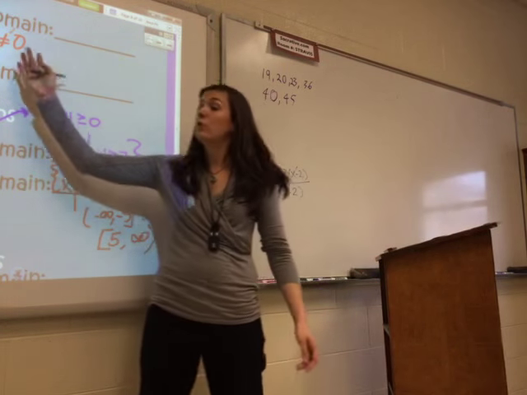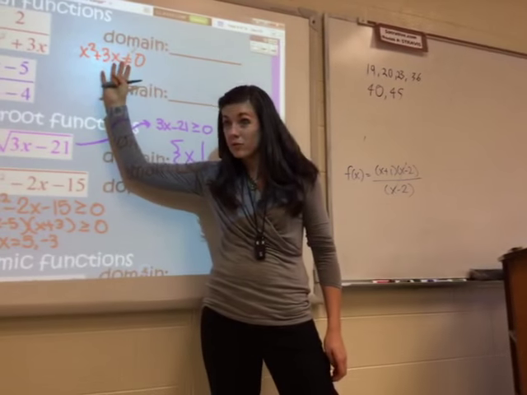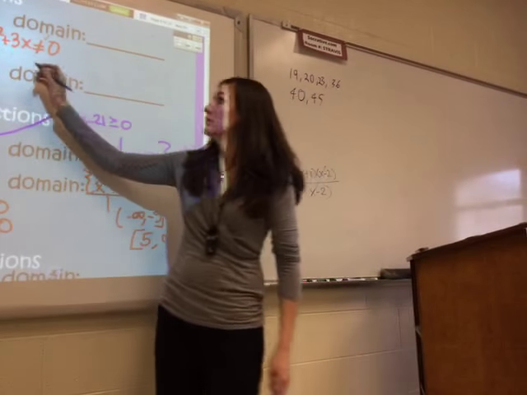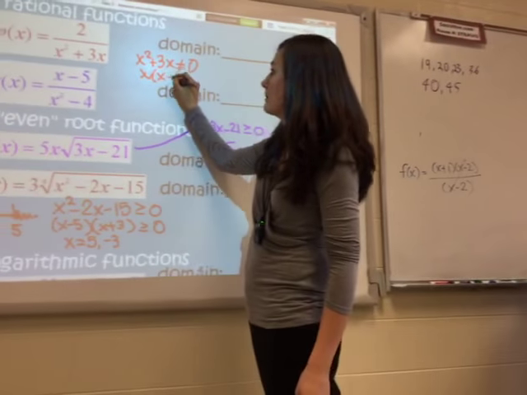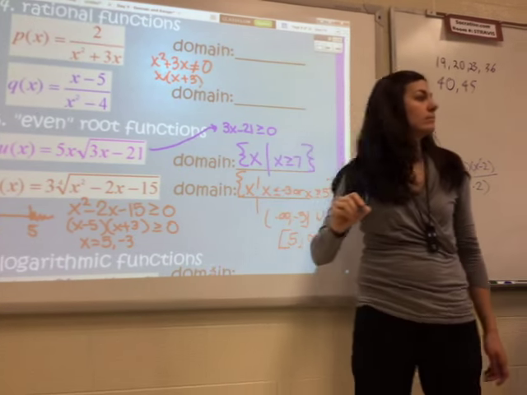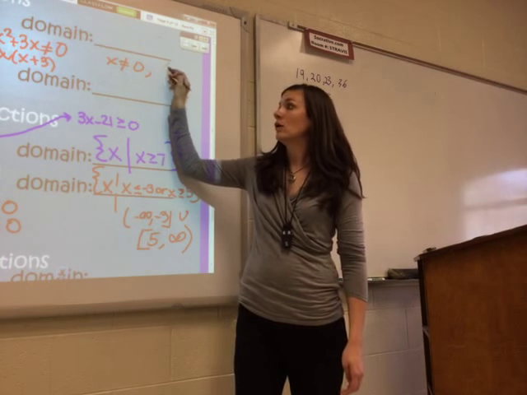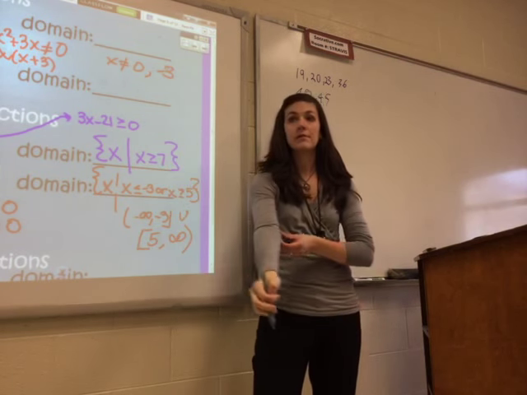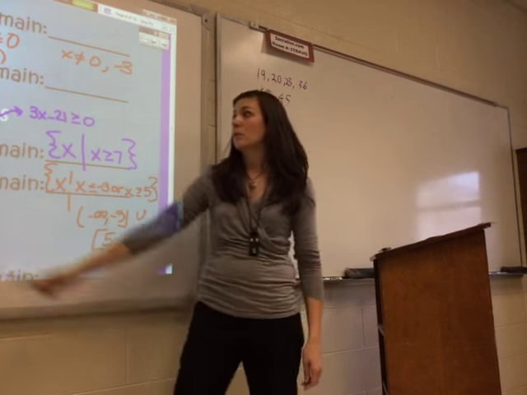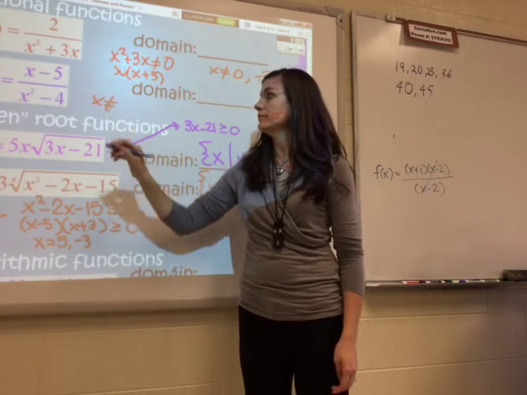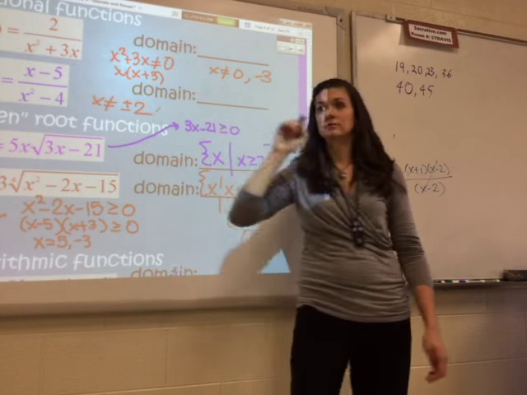That's also where your asymptotes come from. Remember when we talked about this? Those asymptotes can't be those numbers. So x cannot be 0 or negative 3. What about this one? x can't be plus or minus 2. Plus or minus 2. Good.